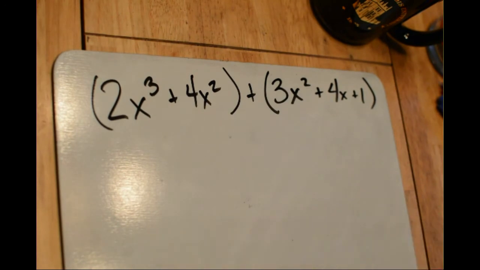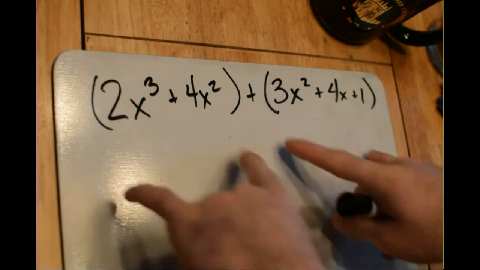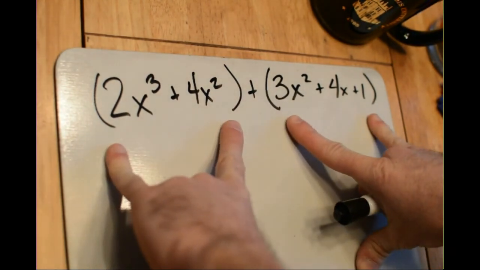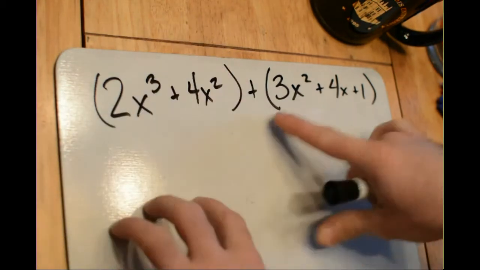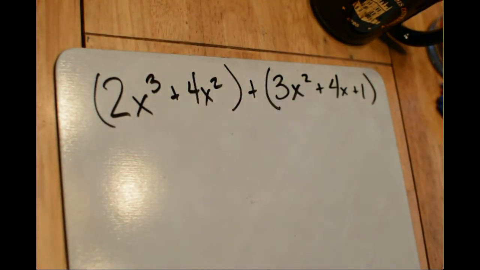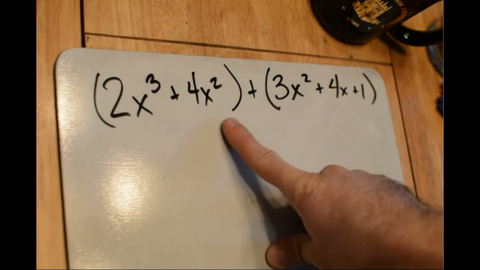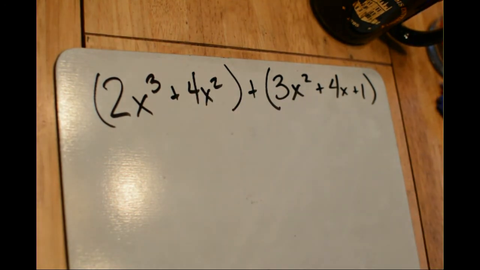Alright, so here's an example where we are adding 2 polynomials together, and the main reason I have these parentheses around here is just to show that these are 2 distinct polynomials. I'm adding this polynomial to this polynomial, and the answer that we're going to get from this is a brand new polynomial. Now the first way I want to show you how to add polynomials together, so whenever you see an addition sign between 2 polynomials, you're adding them together, is the vertical way.